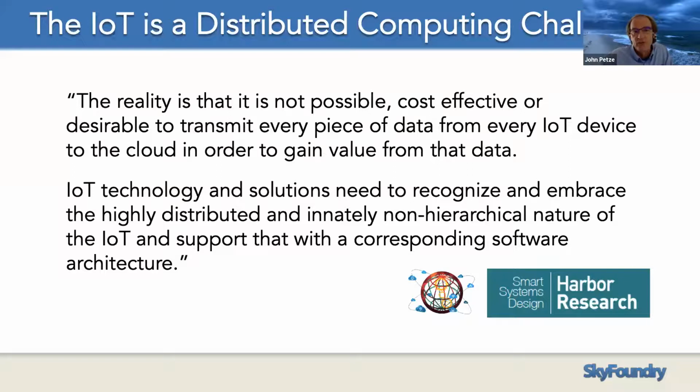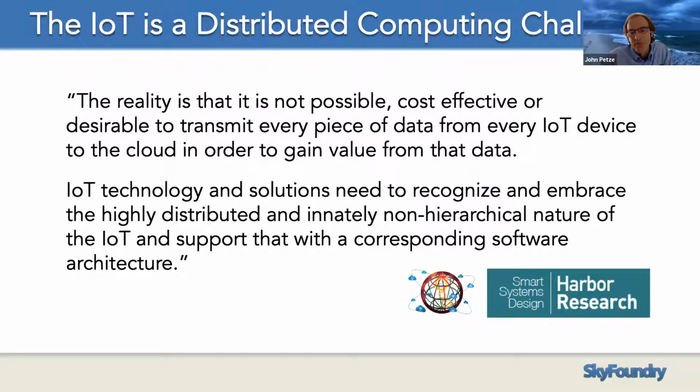Just like controls, it turns out that the Internet of Things is actually a distributed computing challenge. In reality, it's not possible to send every piece of data from every sensor to a cloud. It's not cost effective, and it's actually not even desirable. It shouldn't be the barrier to getting value from the data you have from your equipment systems and devices. And so you need technology that can work with the distributed and non-hierarchical nature of automation controls and sensors.